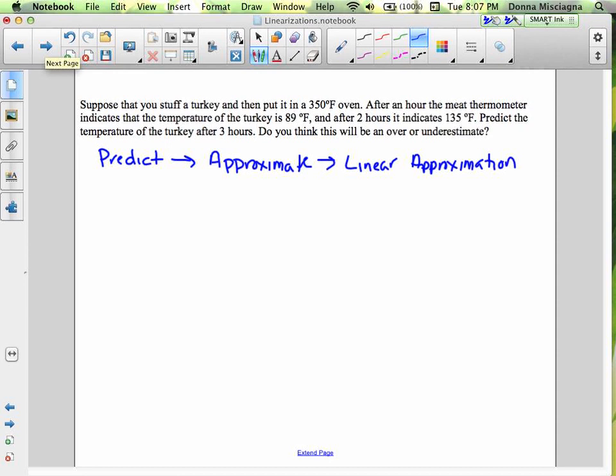All right, so we have a starting value. We have some values. We know that f of 1 is 89 degrees, and f of 2 is 135 degrees, and we want to find f of 3. Well, the closest value we have is f of 2, so that will have to be close enough.